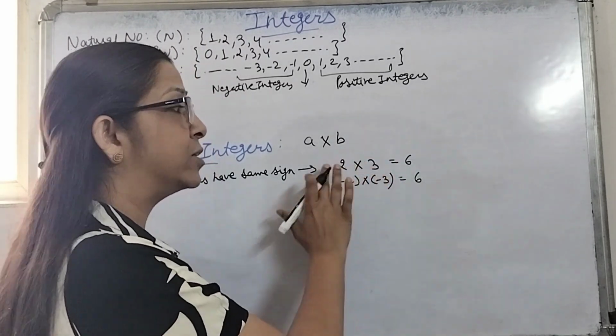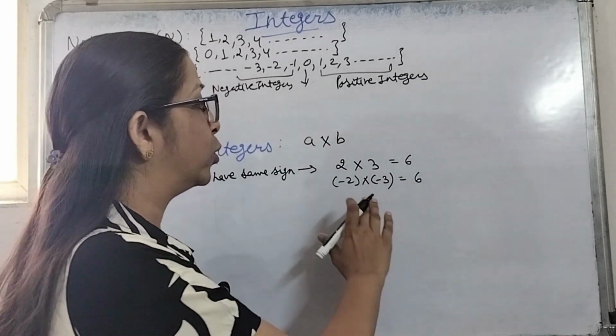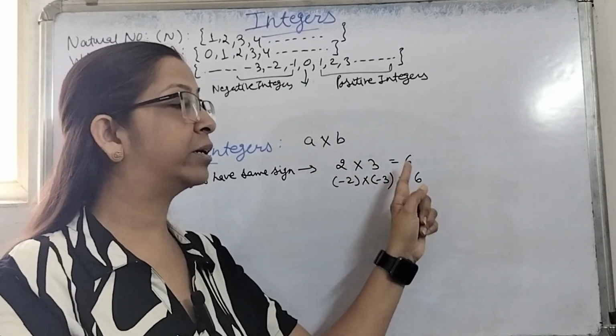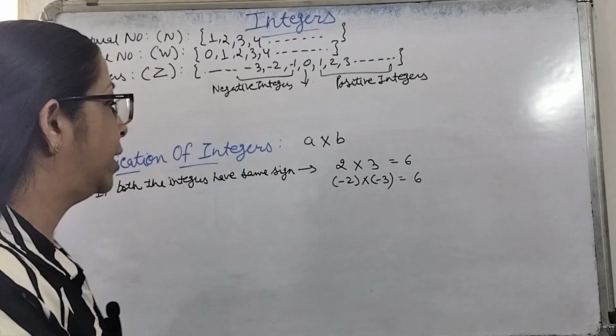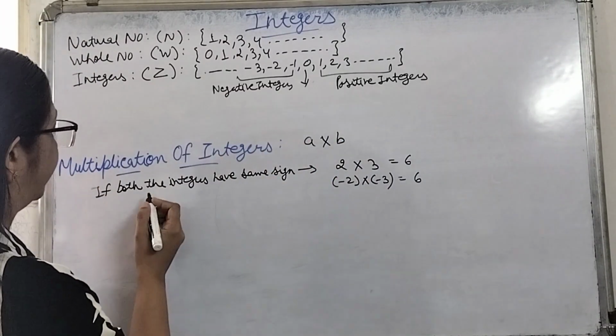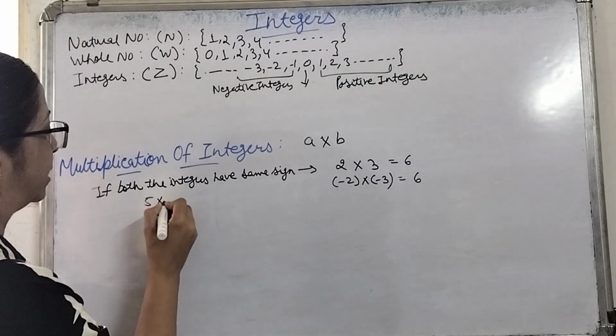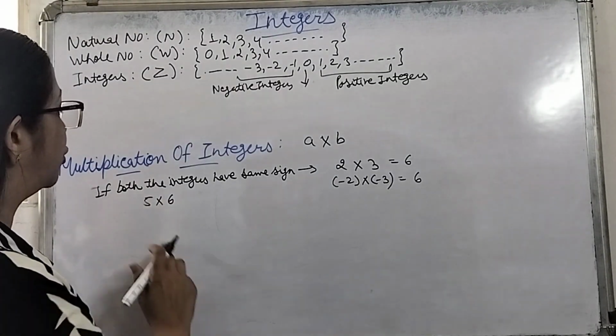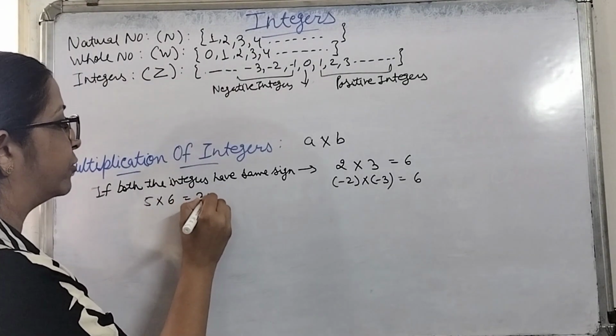If both the integers are positive or both the integers are negative which we are multiplying, then the product is positive. Suppose one more example I am taking. One of the numbers is say 5 and another number is 6. Both the numbers are positive. If we will be multiplying these two, 5 into 6 is 30. So product will be 30.